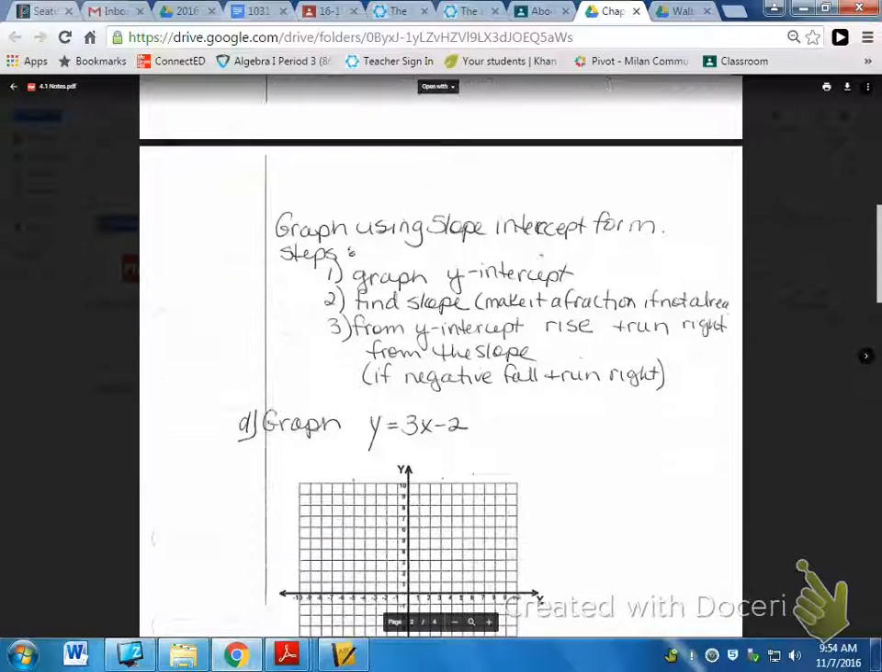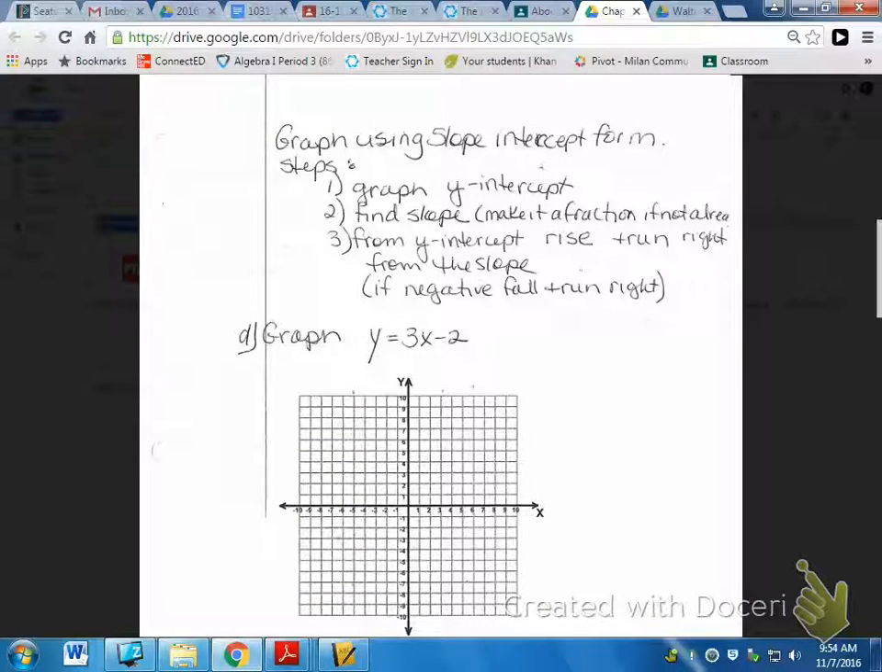All right, now this next part, we're going to graph using slope-intercept form, and basically what you do is you graph the y-intercept. You start with that, and then you look at your equation, you find the slope. You make it a fraction if it's not already, because you need a rise and a run from your y-intercept. So you always make it a rise over a run. If it's not already a fraction, you just put it over 1. You rise that many steps up and you run right.